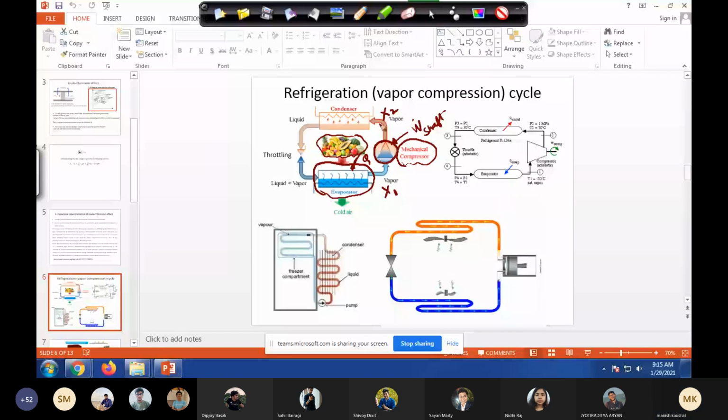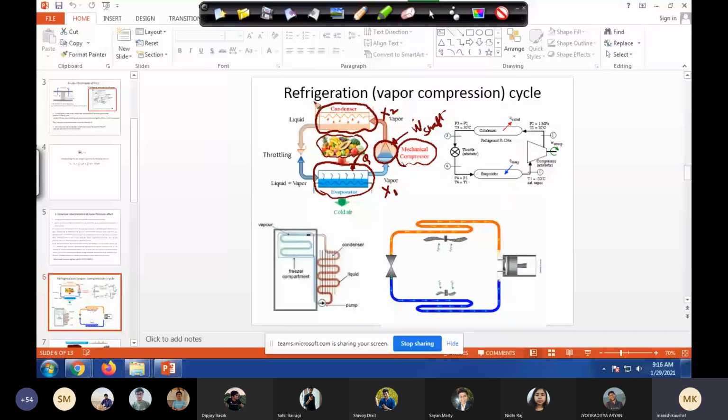Then this compressed vapor passes through a condenser. When it passes through a condenser, what happens? A condenser is nothing but a heat exchanger. So here, whatever heat this whole vapor was carrying will be taken away at this condenser. Basically this condenser is open to atmosphere.